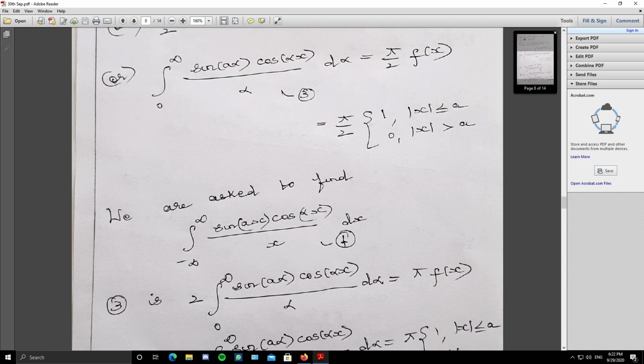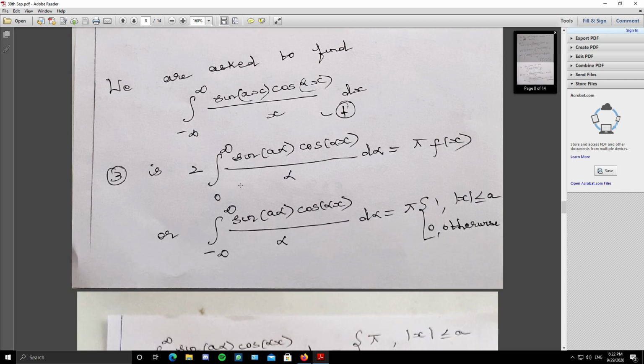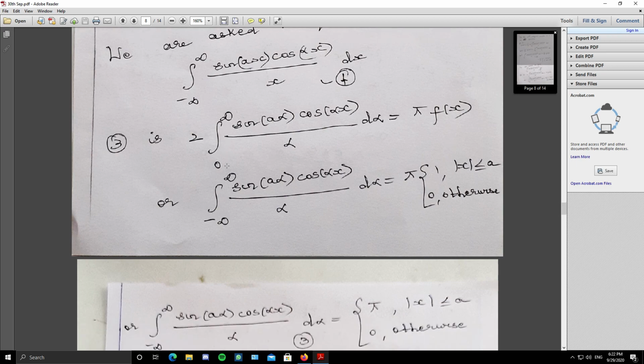So we have 3 as, what is 3? 2 times, I have cross multiplied by 2: 2 times integral 0 to infinity sin a alpha cos alpha x by alpha d alpha equals pi into f of x. So what is 2 times 0 to infinity, by the property of definite integrals? It is the integral from minus infinity to plus infinity.